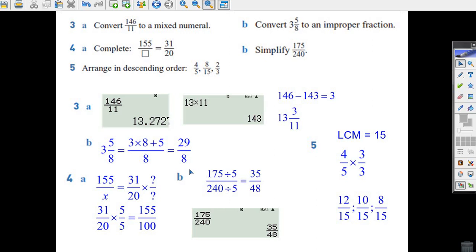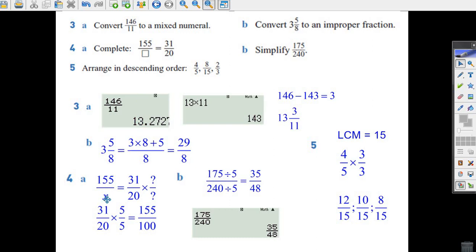Okay, let's look at this one. 3 and 5/8. We're supposed to change it to an improper fraction. It's 3 groups of 8 plus 5 more. That's 29 over 8. That's it. Let's look at the next question.